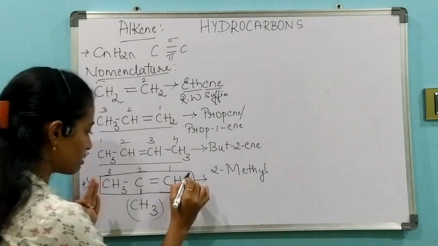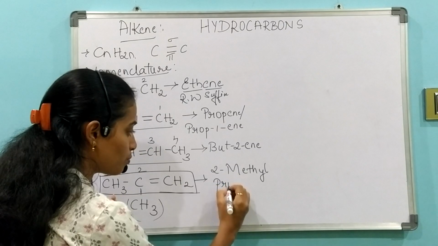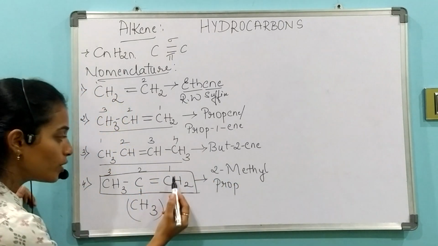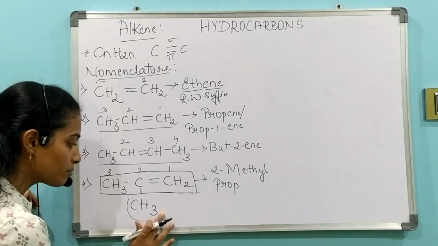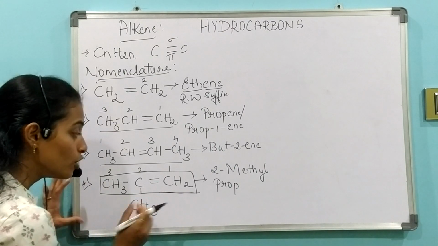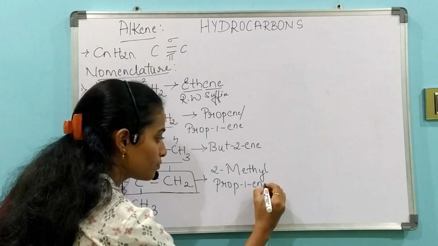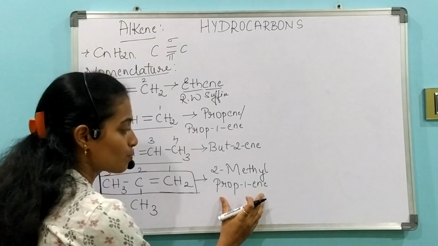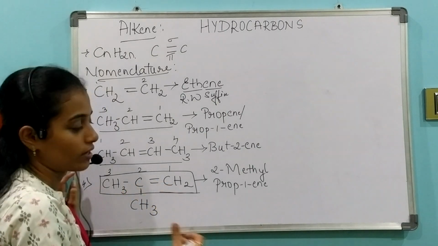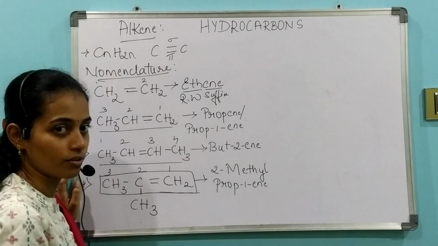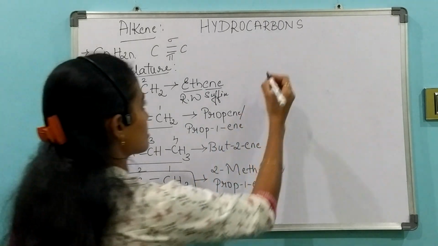And what is your parent chain? This is your parent chain where you have 3 carbons. So root word will be prop. Between carbon number 1 and carbon number 2 you have the double bond. So you use the smaller number to say it. 1-ene. Or directly you can write it as propene. If you are getting 1, you can neglect it. You can directly write it as propene and it is understood. You have the double bond between 1 and 2. Getting? Go for the next example.